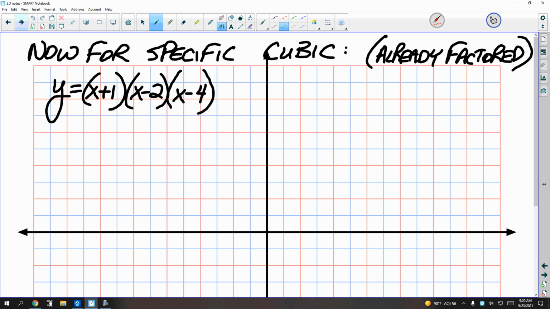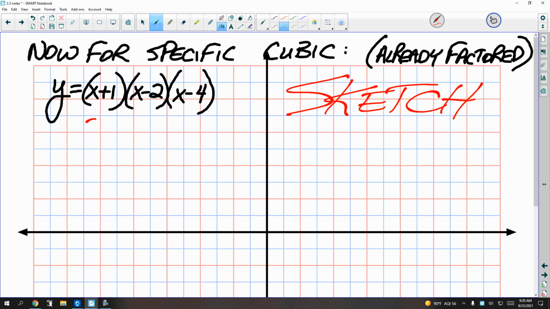So if I said just graph this baby, just sketch it. So I'm just going to do a sketch. And a sketch, I guess, is different than a graph in that I'm just going to give a rough idea of what the graph should look like. A sketch is just a rough idea of what it should look like. So this guy means -1's a 0. This guy means that 2 is a 0. And this guy means that 4 is a 0. With me?